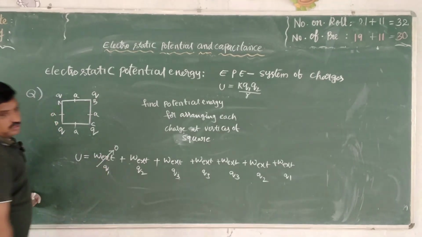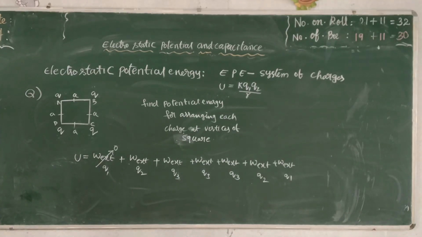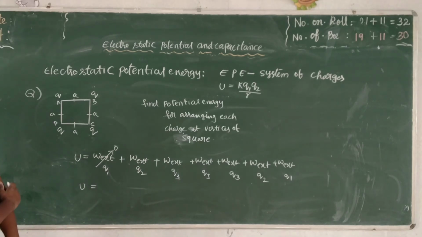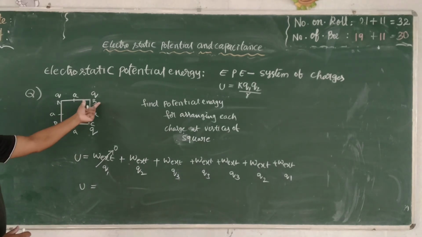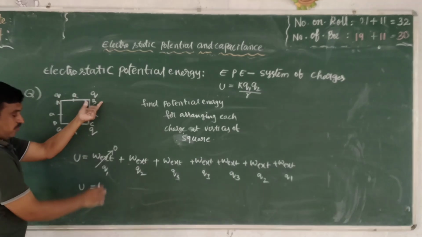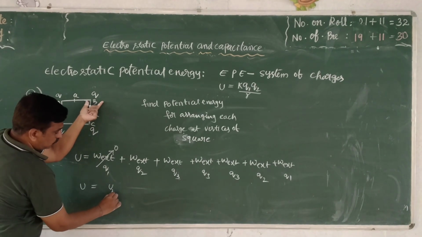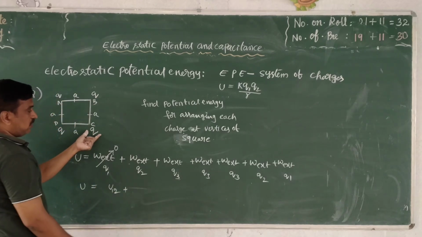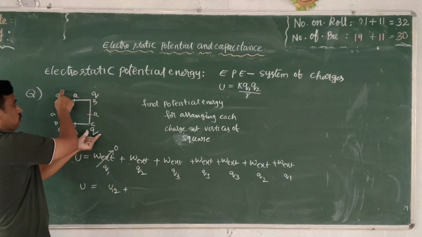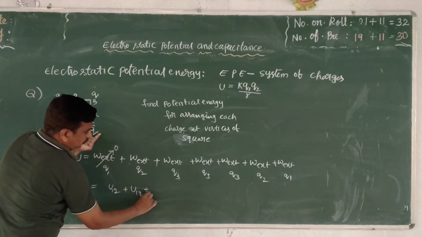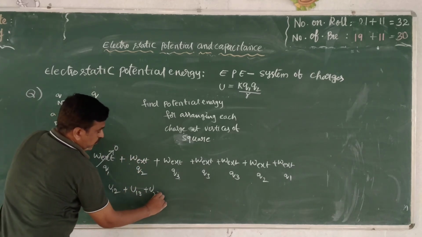Why? Because initially no work is done, as no electric field is there. So I write total potential energy equals the work done by the external agent in arranging q2, which is due to q1, some work is done, so we can write U12. Then plus, due to arranging q3, U13 plus U23.